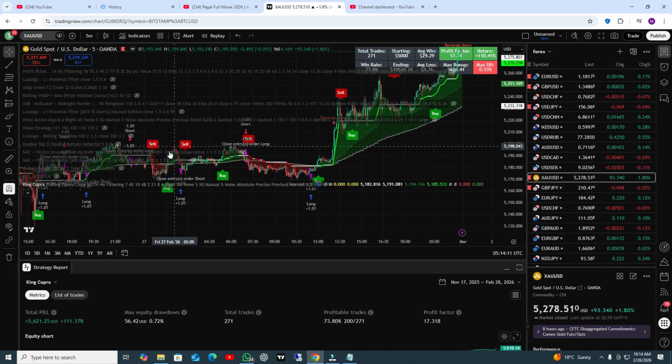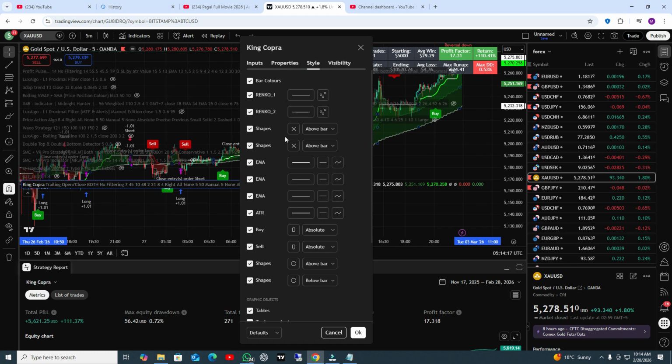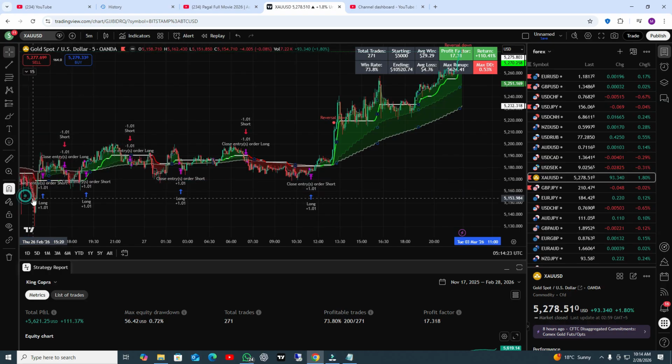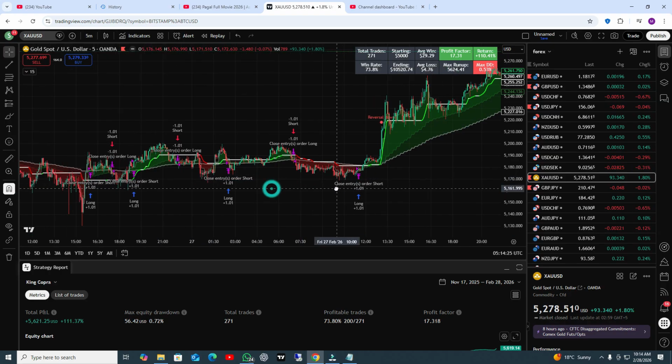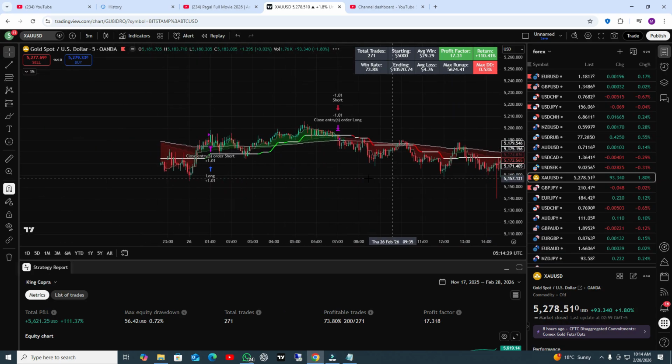You can see there are 15 indicators. The most recent last one is this one. Okay, just go to the style, and uncheck the buy and sell signal. Okay, and that's it. Now your indicator will look like this one. This is a really good one for scalping.